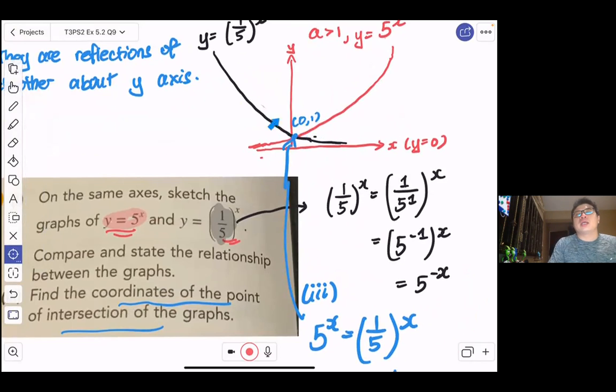And the two graphs are related by reflection about the y-axis. The most important thing is to note how to draw 1 over 5 power x. Even though we never really taught it in class, it's quite easy for you to flip it until the base is more than 1. And you can see that it's basically 5 to the power negative x. Okay, thank you.